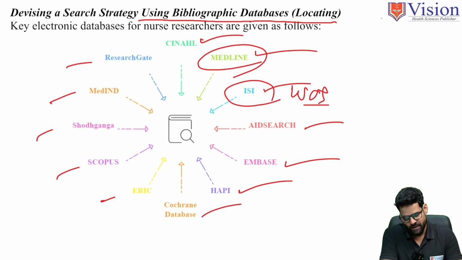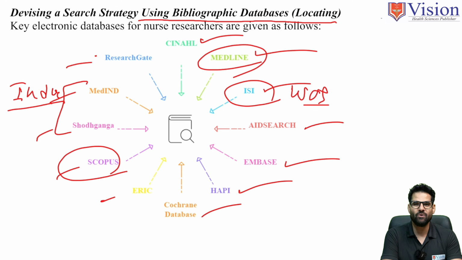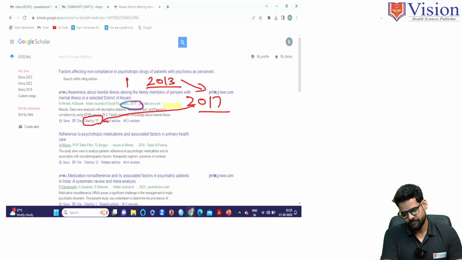Then we have Scopus. And if you look at the Indian databases, these are Madin and Shodhganga. But they don't publish research with a rigorous process, okay. So these are some of the important ones.